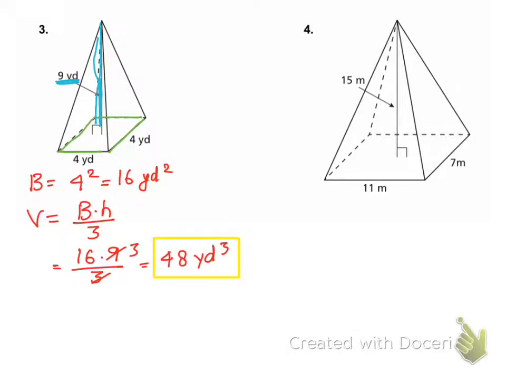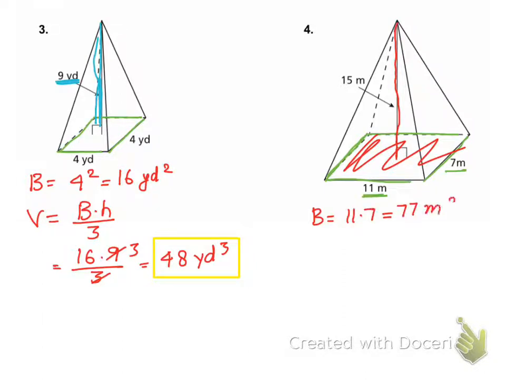Now we see we have a shape here on the bottom. That's the base here. But when I look at the measurements, I see it's not a square. It's 11 and 7, which means it's going to be a rectangle. And what is the height of this pyramid? This is the height of the pyramid. So I'm finding my base area first, so I have to find the area of this base. That's 11 times 7, that is 77 meters squared.